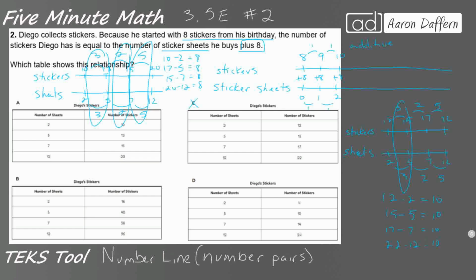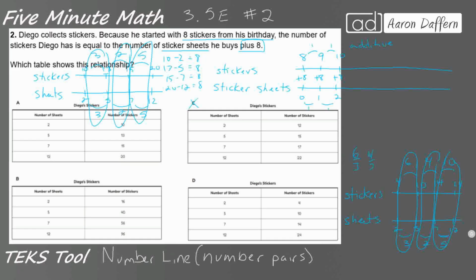And we could do the same thing with D, but we're going to find something different with D. You notice that they're not the same difference, which means these are a unit rate. So 6 over 3, 4 over 2, 10 over 5, they all equal times 2 because you're multiplying by 2 since it's a unit rate. And so it's not showing an additive relationship, it's showing a multiplicative relationship. And the same thing's going on with B. They're multiplying here times 8. So our answer here is going to be A.